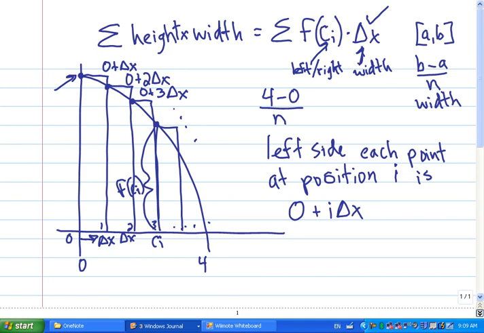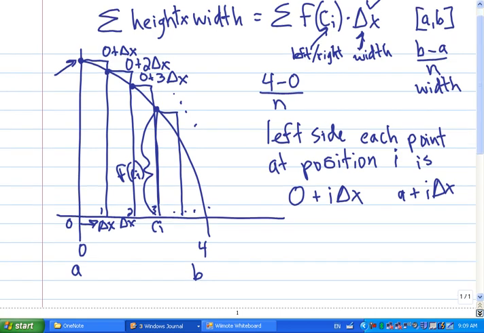So in general, this would be our A, this would be our B, so the left point would be A plus i delta x. I'm just trying to build this up for you. We won't spend a ton of time doing area this way, but it is a way that people do it sometimes. More famously, this would be known as a Riemann sum.